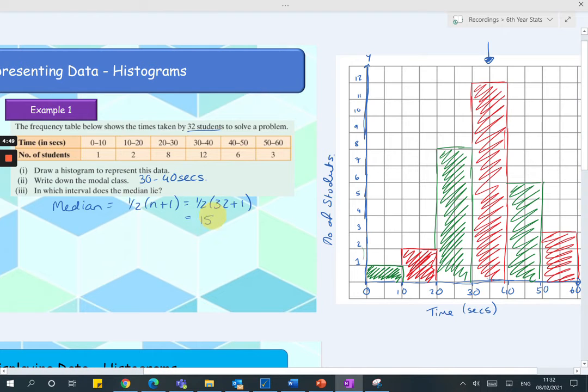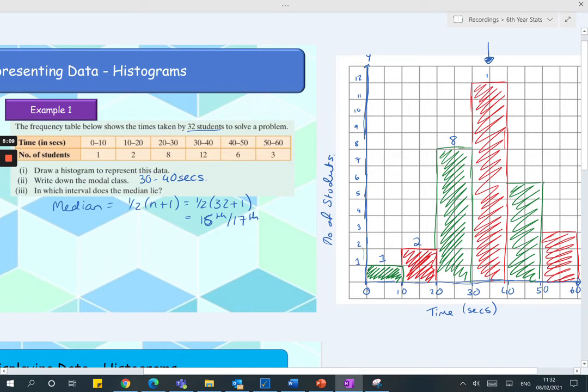So we know it is going to be between the 16th and the 17th student. So now we're going to look here, and I can see that in the first one we have 1 student. By the second one we have 2 students, so 1 plus 2 is 3. The third one we have 8 students, so 8 plus 3 is 11.